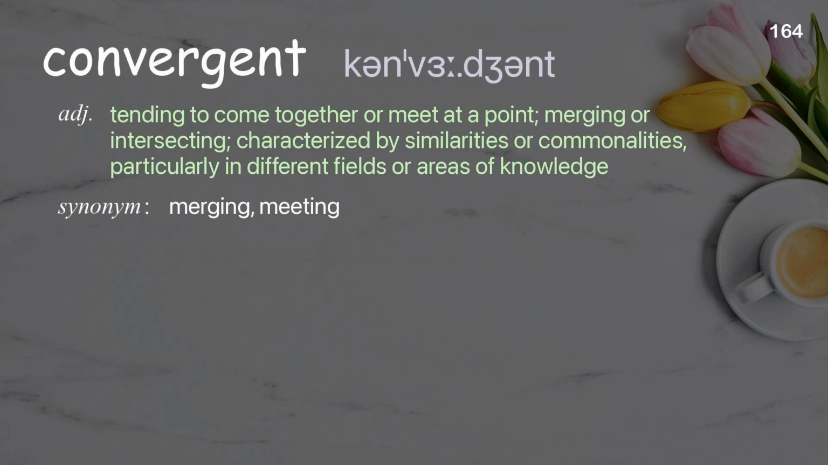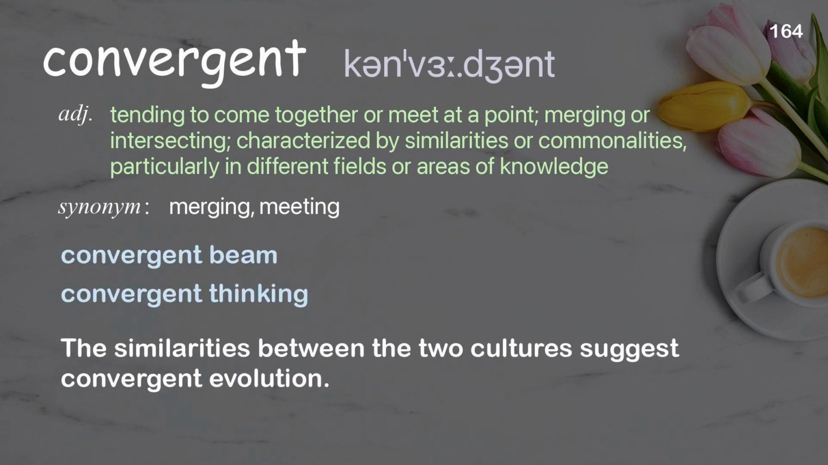Convergent. Tending to come together or meet at a point, merging or intersecting, characterized by similarities or commonalities, particularly in different fields or areas of knowledge. Examples: convergent beam. Convergent thinking. The similarities between the two cultures suggest convergent evolution.